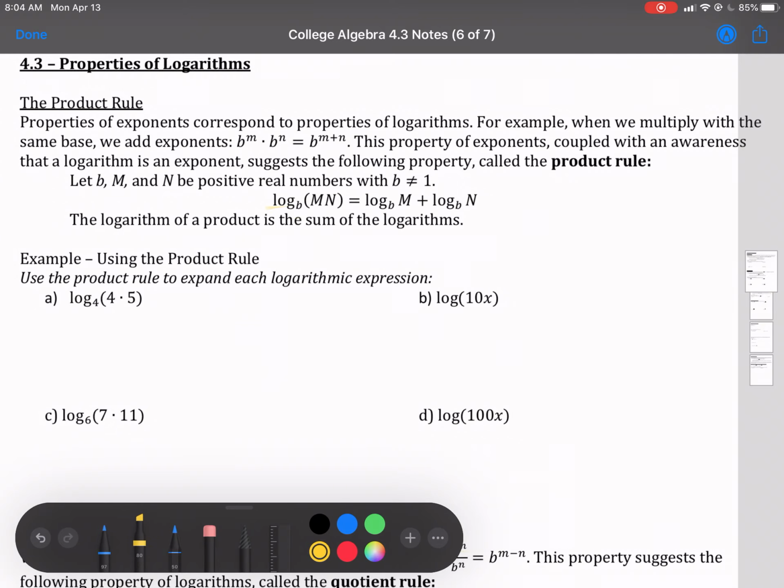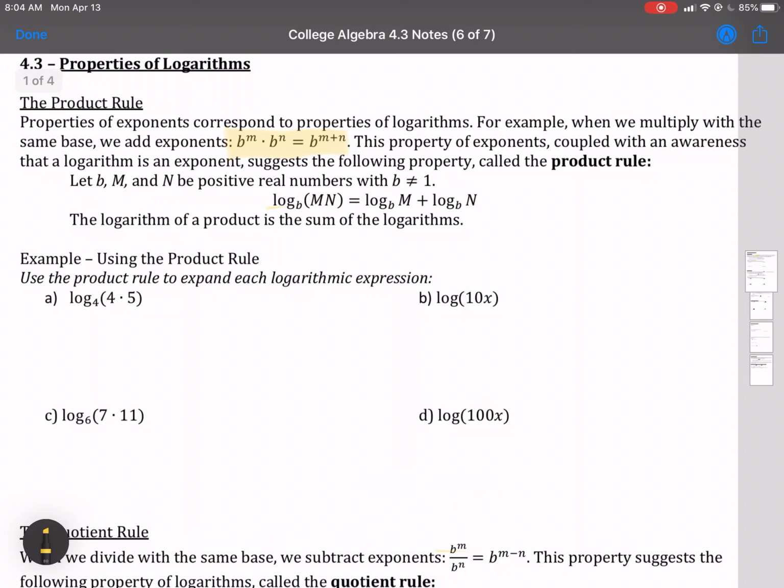Okay, so today we're going to be looking at the properties of logarithms. So remember, a logarithm is the same thing as an exponent, so all of our exponent rules are going to apply. So our first one we're going to look at is the product rule. If we have b to the m power times b to the n power, since they have the same base, we add our exponents. And the same thing applies for logarithms.